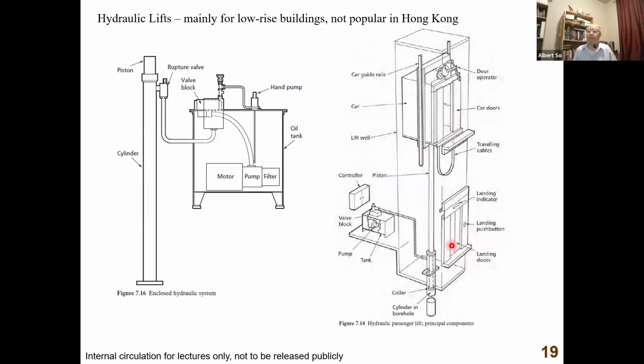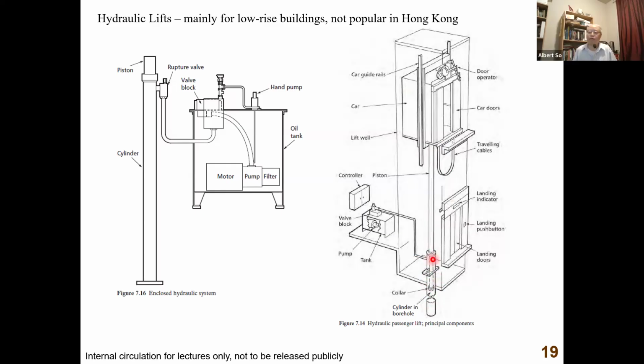Now, for hydraulic lift, that means there's no ropes. Of course, some hydraulic lifts have ropes, but not very common. Usually, the common type of hydraulic lift in Hong Kong is ropeless, right? So you see you have a piston, and then down there you have a cylinder. It's a cylinder.